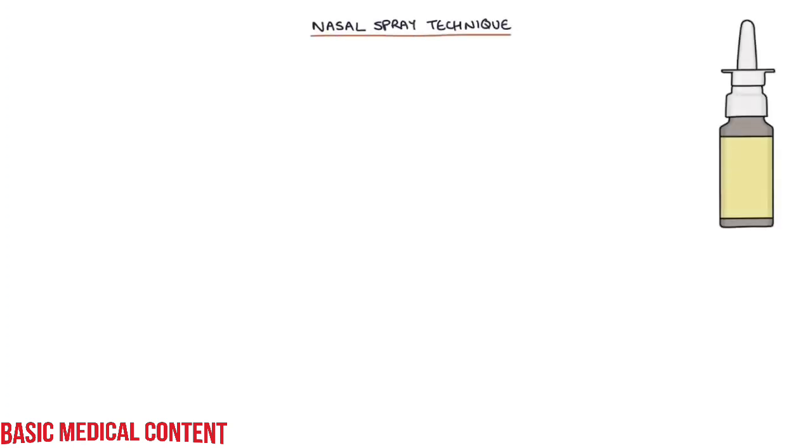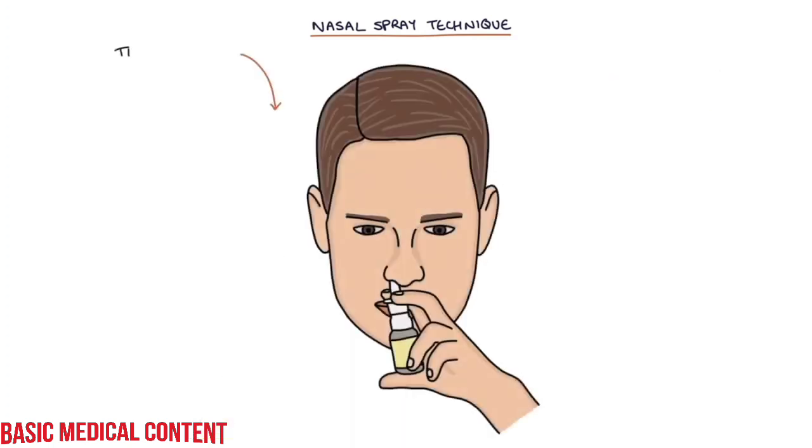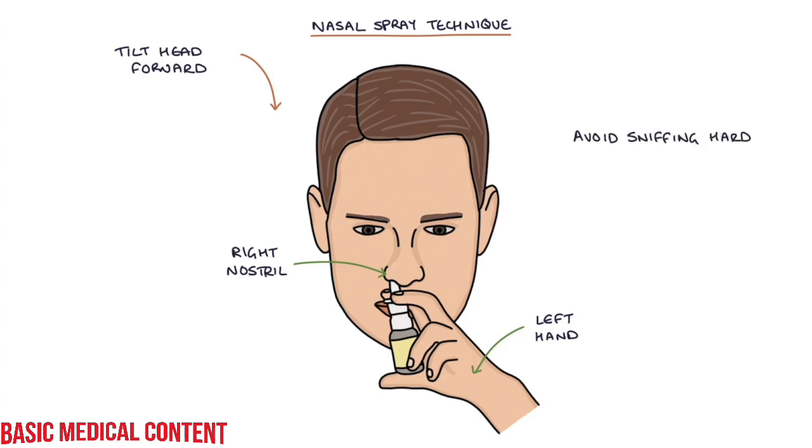Next, let's talk about nasal spray technique. Steroid nasal sprays are often misused, which means they're not going to be as effective. A good question to ask is, do you taste the spray at the back of your throat after using it? If the patient tastes the spray, it means it's gone past the nasal mucosa and will not be as effective. Good technique involves tilting the head slightly forward, using the left hand to spray into the right nostril and vice versa, and this directs the spray slightly away from the nasal septum. Avoid sniffing hard during the spray, and then very gently inhale through the nose after the spray.